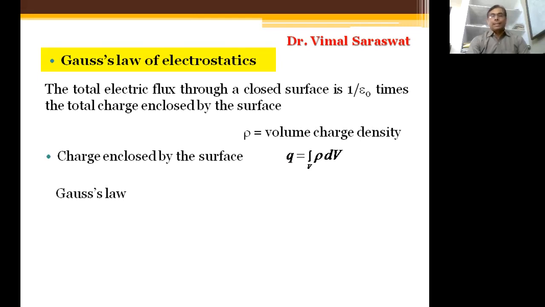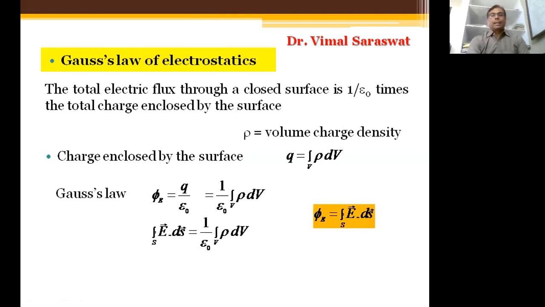So if phi is electric flux, then phi is equal to Q upon epsilon naught. But Q in terms of volume charge density is Q equal to volume integration rho dV. So if we substitute Q from here to here, then phi is equal to 1 upon epsilon naught volume integration rho dV. If E is the electric field, then electric flux is given by phi is equal to surface integral E dot ds. Now if we substitute phi from here to here, then it will be surface integral E dot ds is equal to 1 upon epsilon naught times volume integration rho dV.